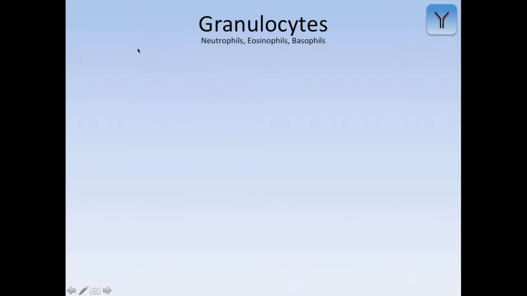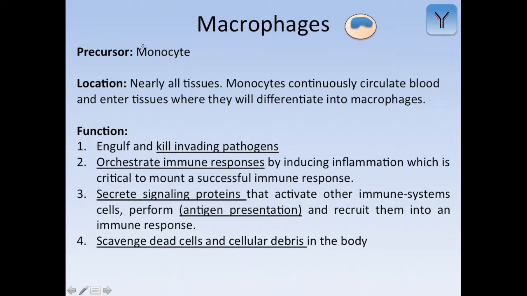Macrophages' precursor is the monocyte. They're located in nearly all tissues. Monocytes continuously circulate the blood and enter tissues where they will differentiate into macrophages. How they perform their function is that they engulf and kill invading pathogens, just like the neutrophil I showed you earlier, chasing and phagocytizing the bacterium. The macrophage does the same thing.